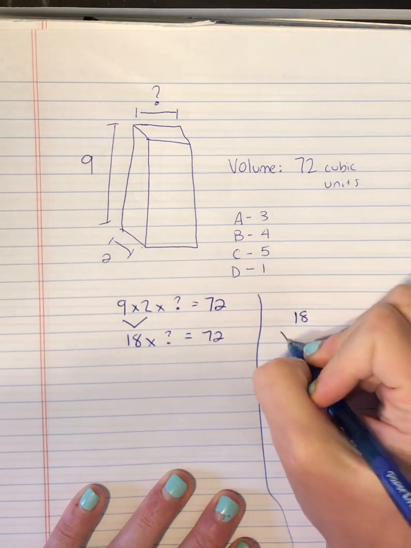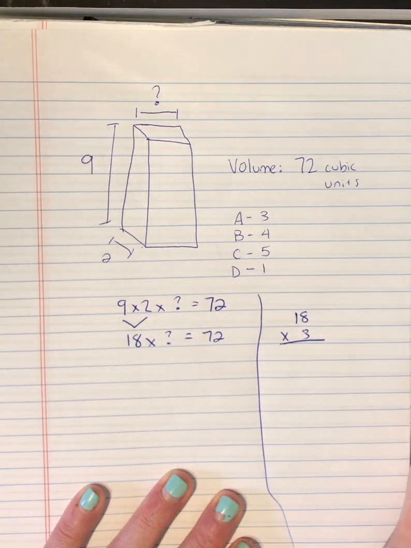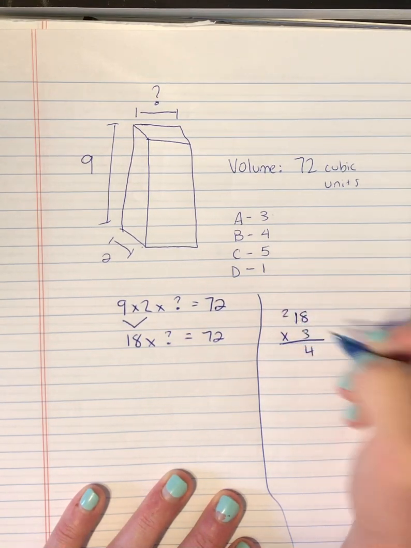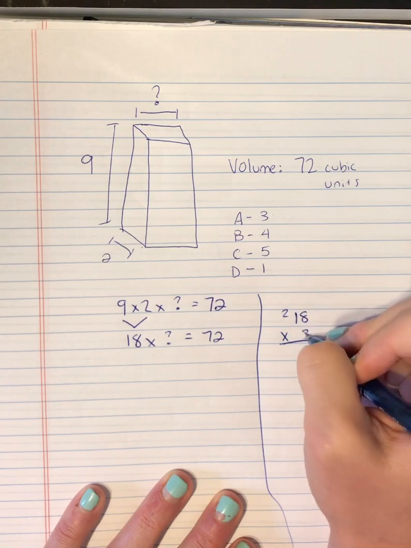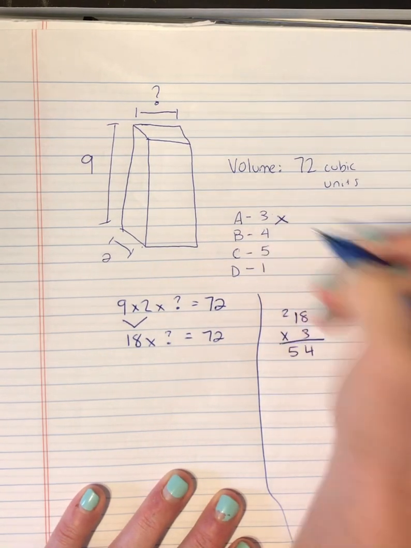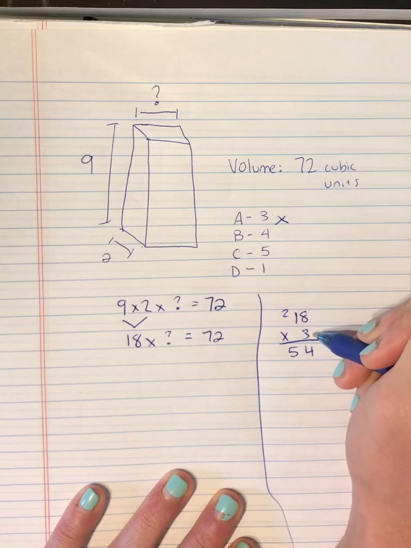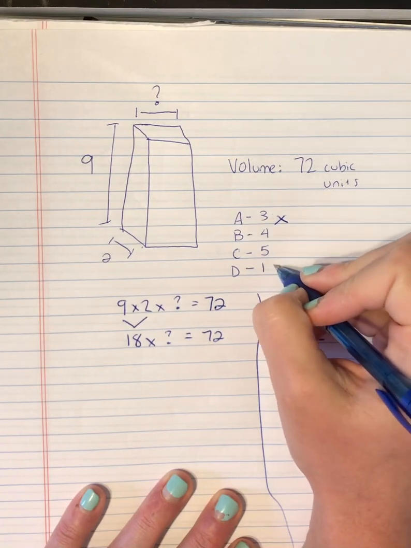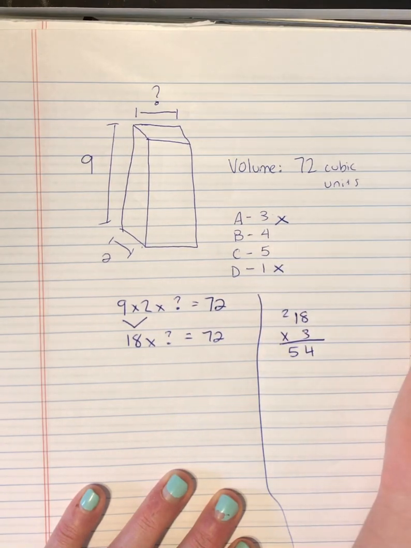So 18 times 3. Let's see if that gets us 72. 3 times 8 is 24. 3 times 1 is 3 plus 2, 3, 4, 5 is 54. Okay, so I know that's incorrect. I also know that my number has to be higher than 3 because 54 is less than 72. So I know it also cannot be 1 because 18 times 1 is 18, not 72.